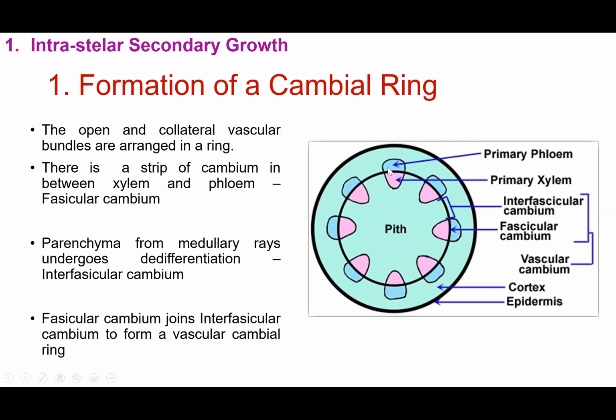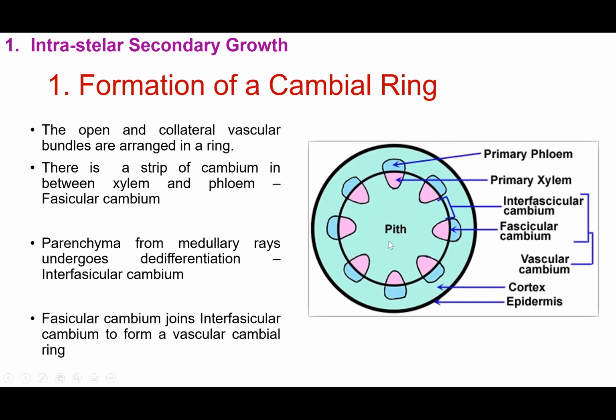The vascular bundles are known as collateral vascular bundles. So in this way you have your xylem and phloem arranged, and there is a small strip of cambium in between xylem and phloem. This is known as vascular cambium or fascicular cambium. It's one and the same. So what happens during secondary growth?